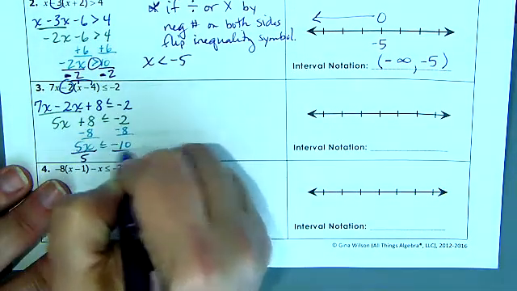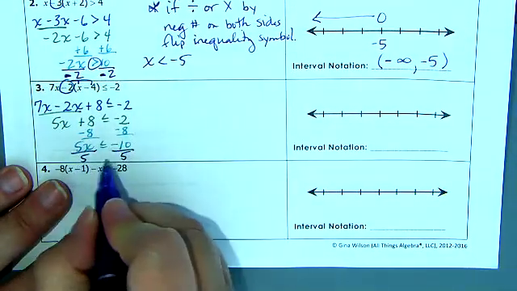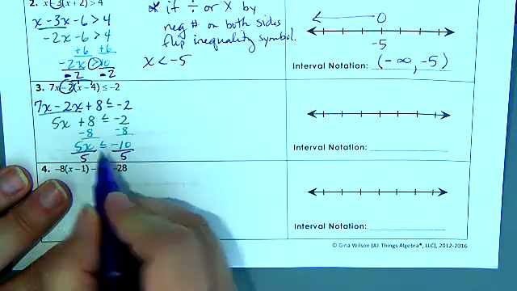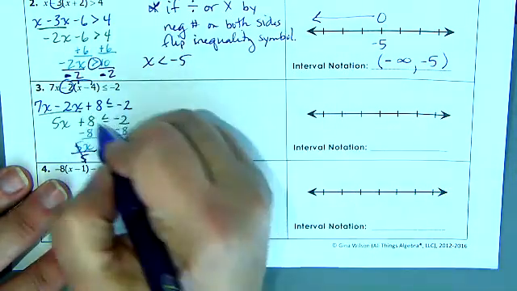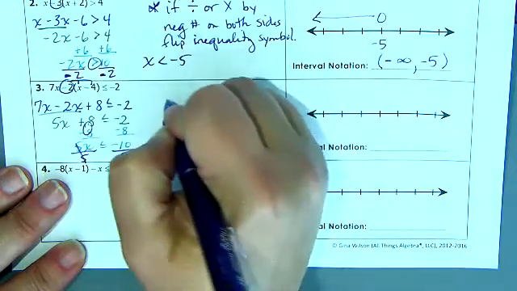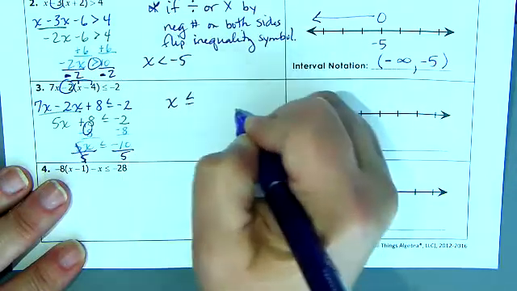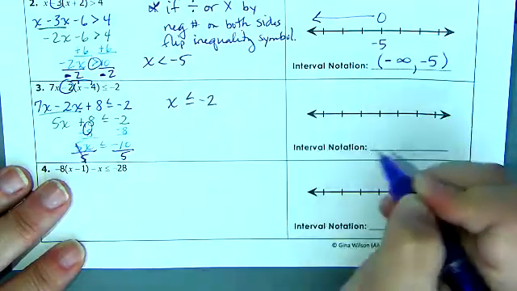Divide by a positive 5. I'm dividing by a positive 5 on both sides, so I leave the inequality symbol alone. This cancels, that equals 0. So I end up with x is less than or equal to -2.